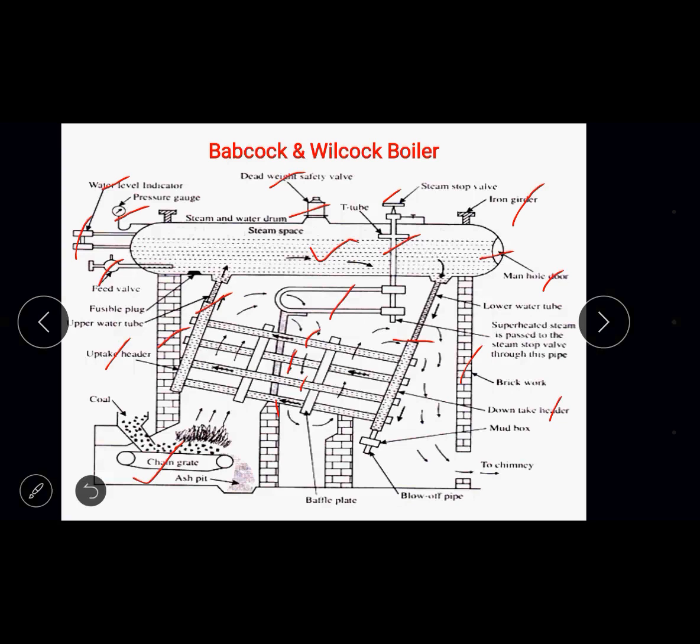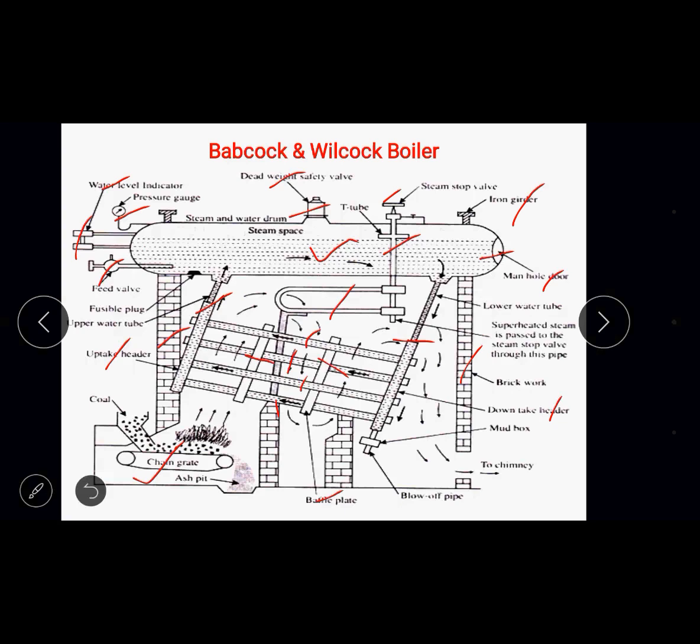And then another component, you find these baffle plates. Two vertical baffle plates are highlighted over here. I have just highlighted, so you can see the baffle plate. These baffle plates are deflectors.